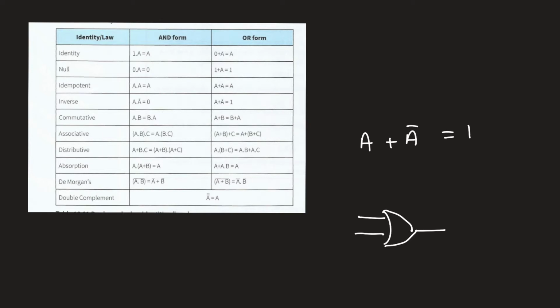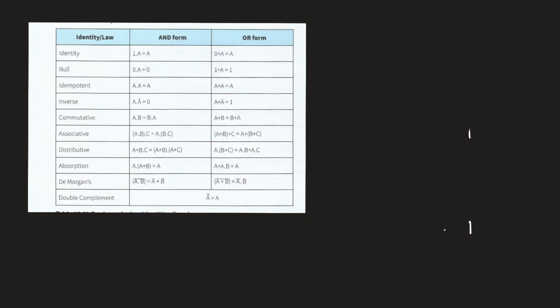Okay, so the inverse for the OR gate. If we have A as 0, our A complement will be 1, right? Now since it's an OR gate, the output has to be 1. And if this is 1, of course this will become 0, and our output will be 1 either way. Okay, so that's it for the inverse law.